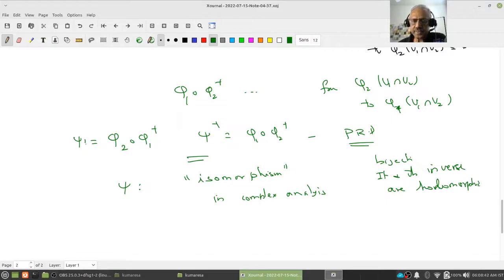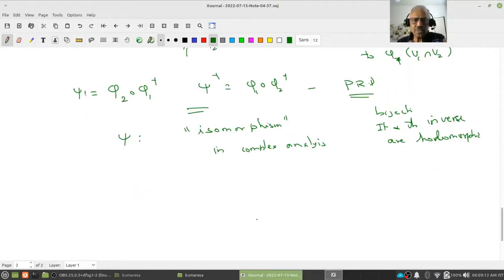So how do you define isomorphism between topological spaces? It must be a bijection, and the function and its inverse must be continuous. In complex analysis, I want the function and its inverse to be holomorphic. You can call it analytic isomorphism, holomorphic isomorphism, holomorphic homeomorphism or analytic homeomorphism. There is no standardization here. You just call it that. Intuitively, it's an isomorphism when I talk about complex analysis.